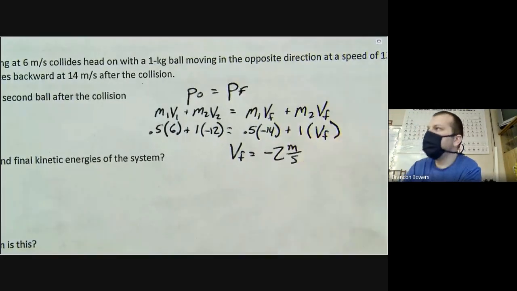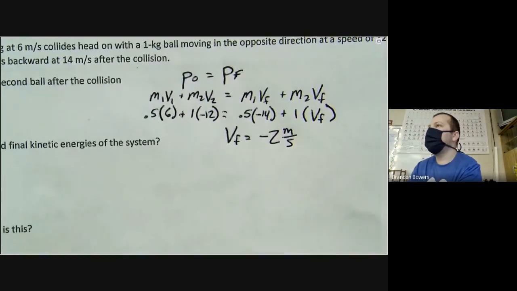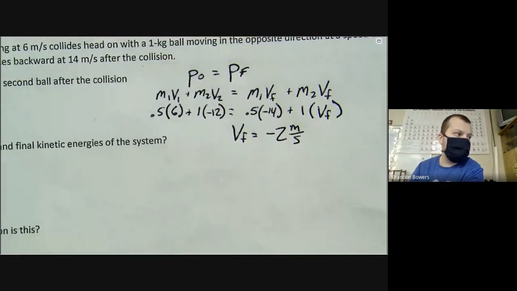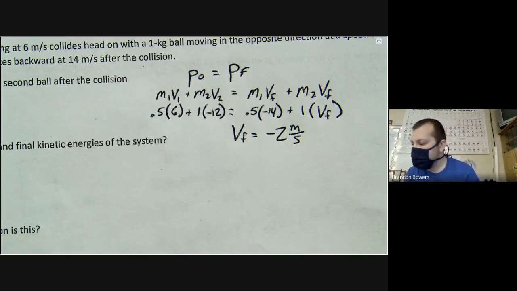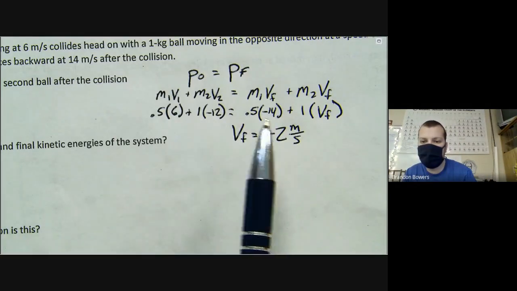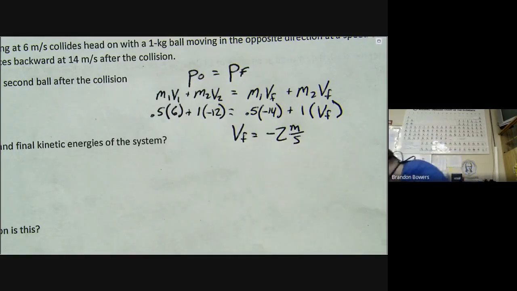I got -2. Is that what you guys got? Oh, this is -4. How did you get that? Wait, because it's -14. You use your negative velocity. Did I plug it in wrong? No, I tried it. -9.